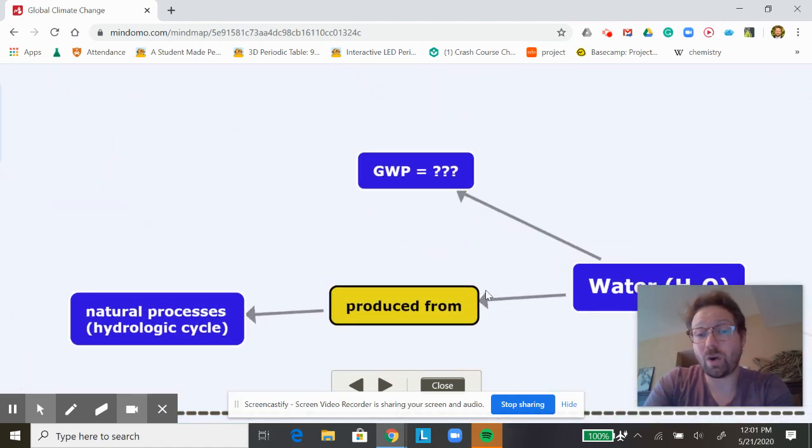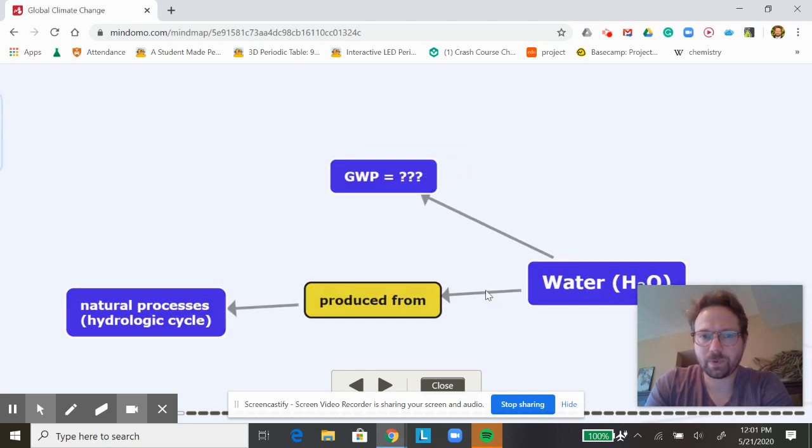The last one is water. You might think to yourself, well, I didn't know that was a greenhouse gas. It is, actually. The thing that we don't worry about is that it's a natural process. So if we have more water in the atmosphere, eventually it'll come out and it will be precipitated. So the average doesn't really change.